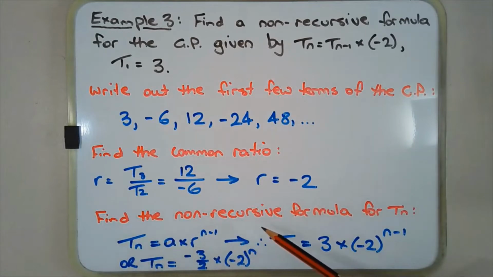Finally, we can find the non-recursive formula for Tn. And of course, Tn is given by the formula A times R to the power of n minus 1. And we've determined the first term and the common ratio. So A equals 3 and R equals -2. Therefore, Tn is equal to 3 times -2 to the power of n minus 1. Or if you want to simplify that further and express it just in terms of n rather than a power of n minus 1, we could write it as Tn equals -3 over 2 multiplied by -2, all to the power of n. So either one of those two formulas will suffice.